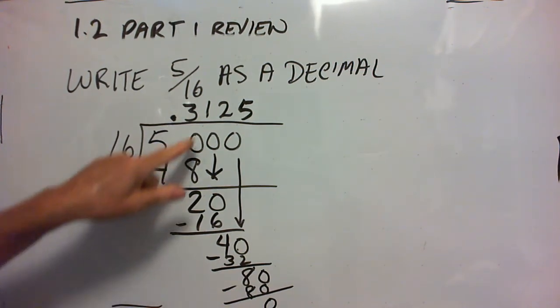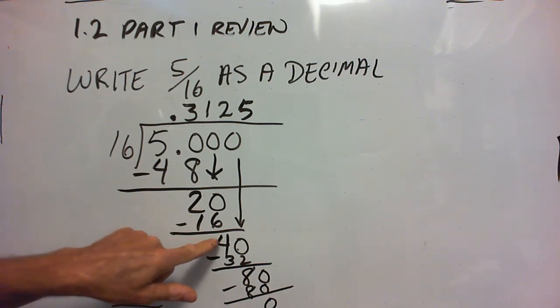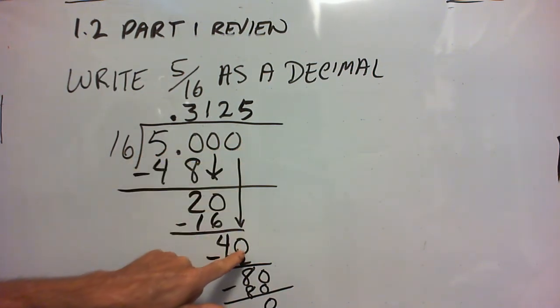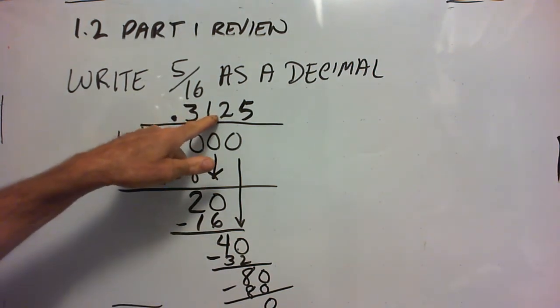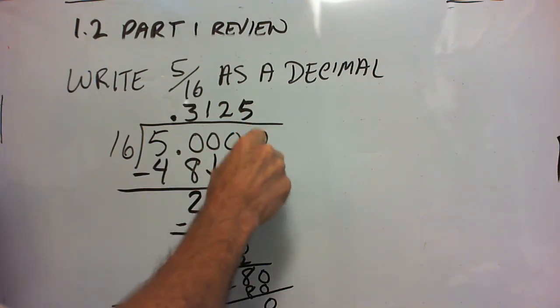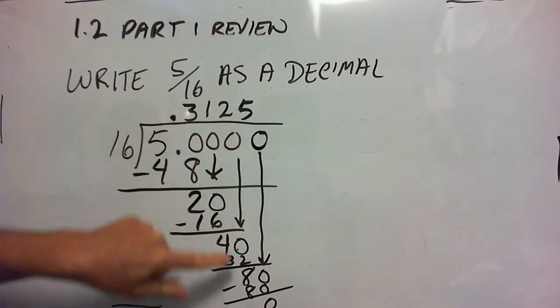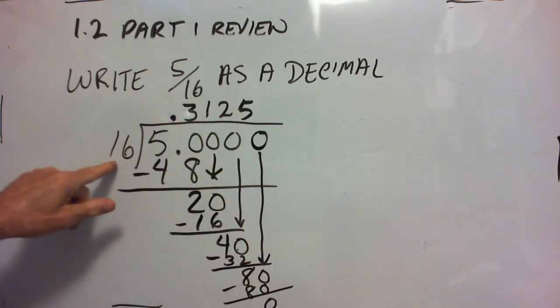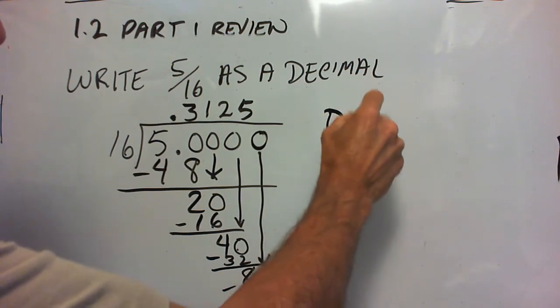So 16 goes into 20 once. 1 times 16 is 16. We subtract, get 4, and then carry down the next 0, 40. 16 goes into 40 twice. 2 times 16 is 32. Subtract, we get 8. Then we need another 0, so I have to add another 0 here to carry it down. Finally, 16 goes into 80 5 times. We multiply. 16 times 5 is 80. Subtract, and we're done.